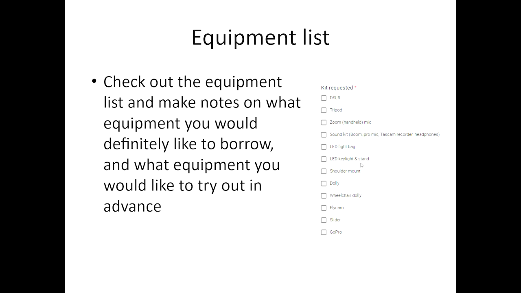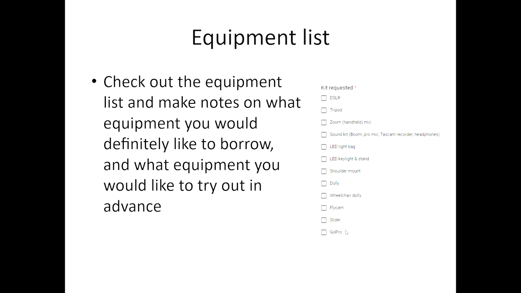They're extremely important. Shoulder mounts: if you're going to be walking around with your camera, don't just hold it in your hand. It looks shockingly bad. It looks like a child made it. Instead, put it on a shoulder mount. A dolly is a little trolley that you stick your camera on for smooth movement and panning shots. A wheelchair dolly is just that. It is a wheelchair that you can sit in and someone else can push you around. And if you combine that with a shoulder mount, you can get some very nice shots.